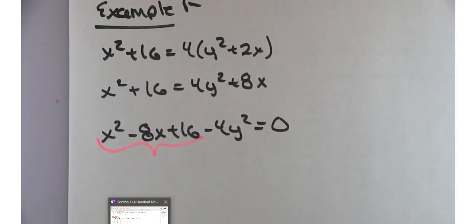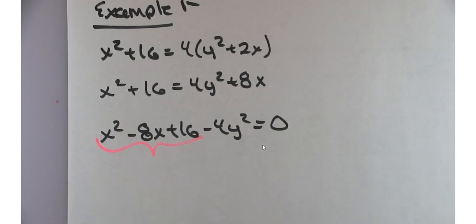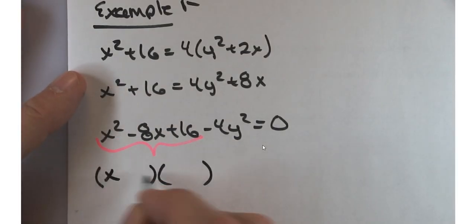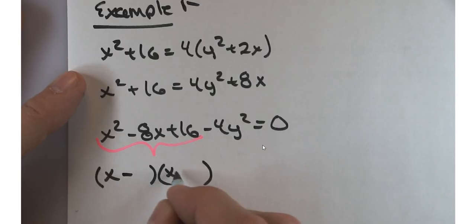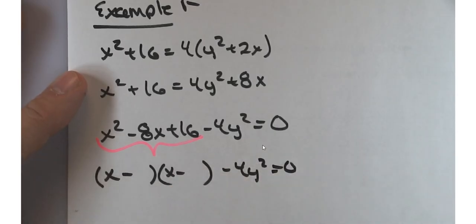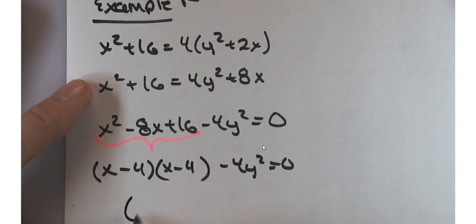Notice I bundled everything up together here. Is there anything interesting about this trinomial? How does it factor? I would say -4 and -4, or x minus 4 squared. Ah, well done. x minus 4 squared minus 4y squared equals 0.